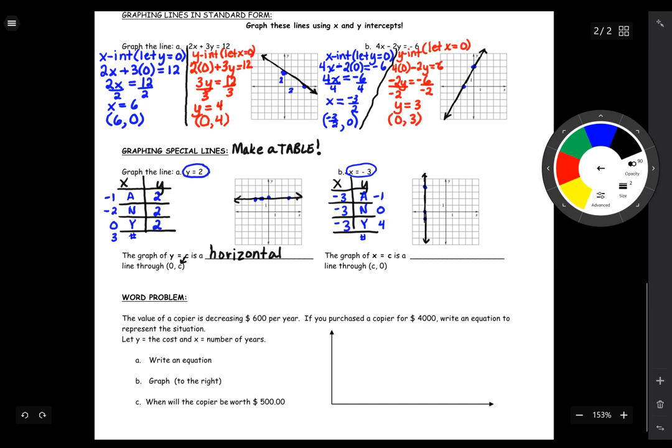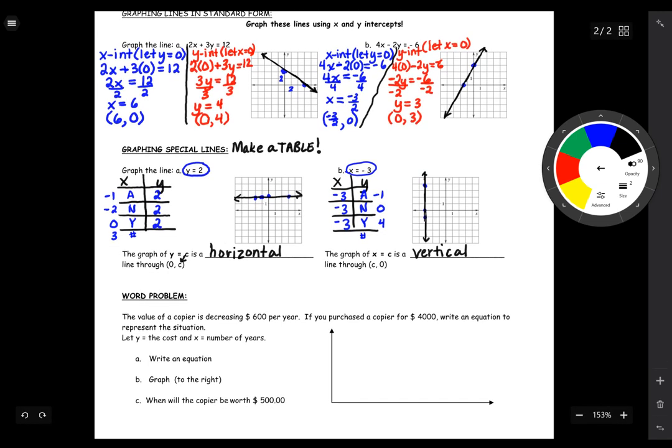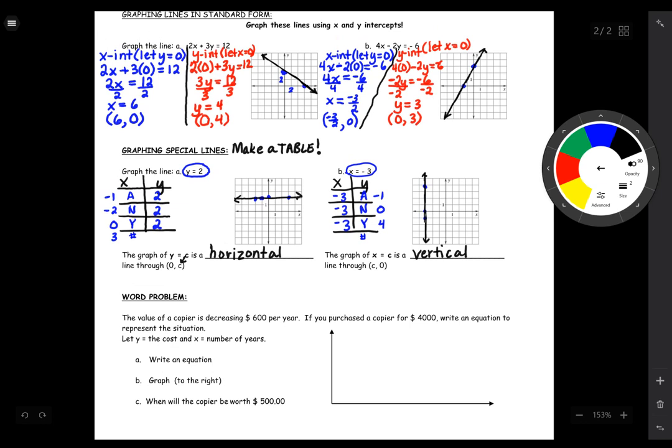Okay, the graph of x equals c is a vertical line. It's the opposite of what you would think. And it goes through the point c comma 0. You don't have to know any of this junk that I just mentioned, but you do need to know to make a table. Okay, now let's end with a word problem.